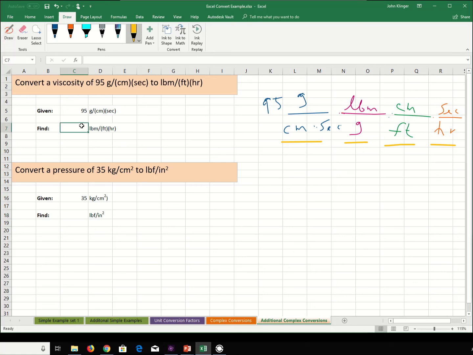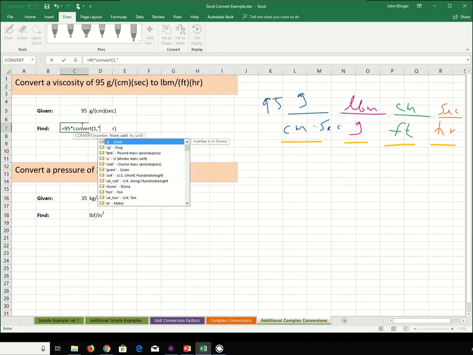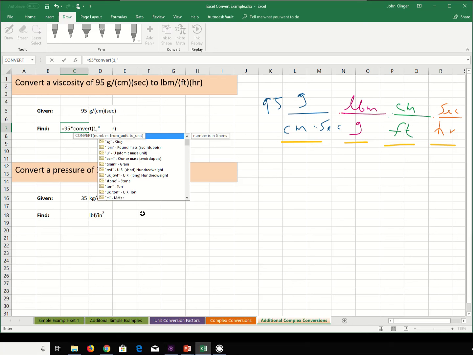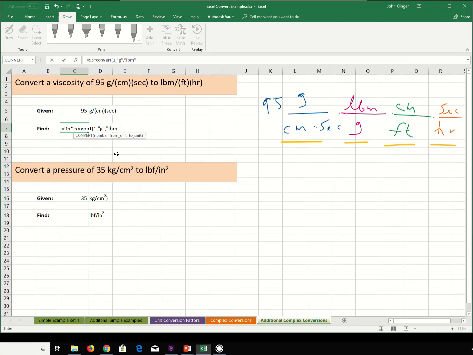Okay. So we will have equals. I'm going to use this again separately, like this, and type convert. And it's always 1, comma, and it's always my denominator. So if I look at my pink one over there, my denominator says I have grams. All right, so I'm going to pick grams. And I'm going to pound mass. So there's my first conversion. Multiply that times convert.